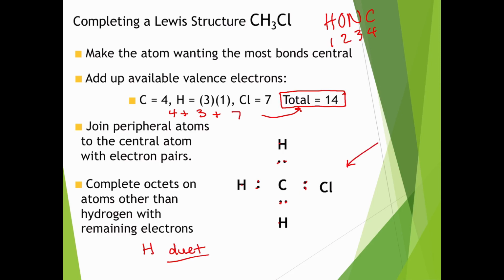So far in our structure, we have used 2, 4, 6, 8 to connect the peripheral atoms to the central atom. So we've used up 8. So we have 6 left that we need to put on our structure. And in this one, they are all going to go to this chlorine so that chlorine can have 8 valence electrons. So now when you go around and check, make sure everybody's got 8, hydrogen's only got 2. This looks like a really solid structure.